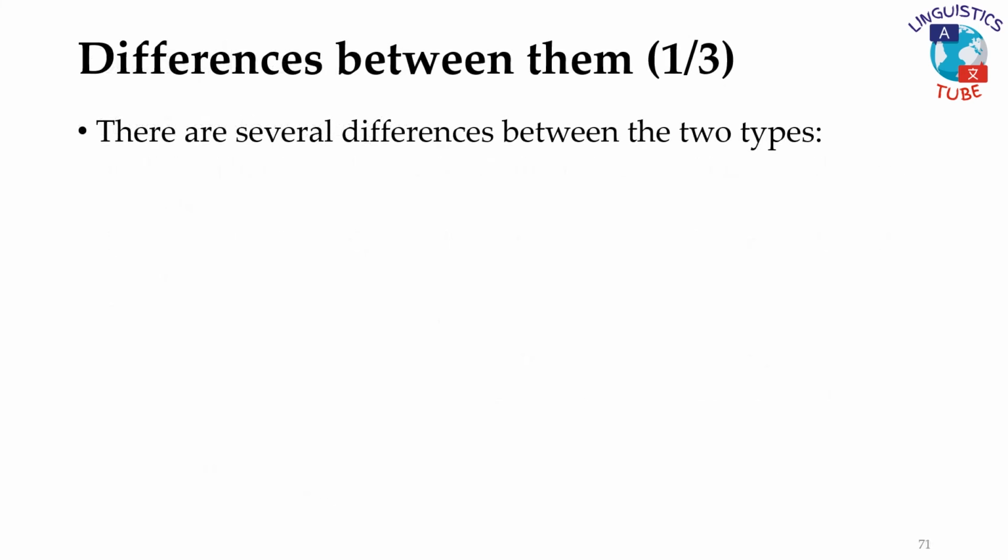We've touched upon some of the main differences between restrictive relative clauses and non-restrictive relative clauses throughout this section. But to finish, I will list all the important differences here. There are three key ones.